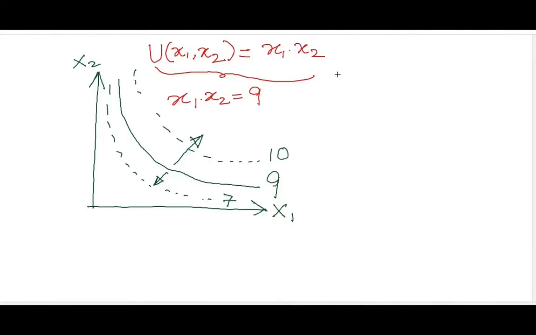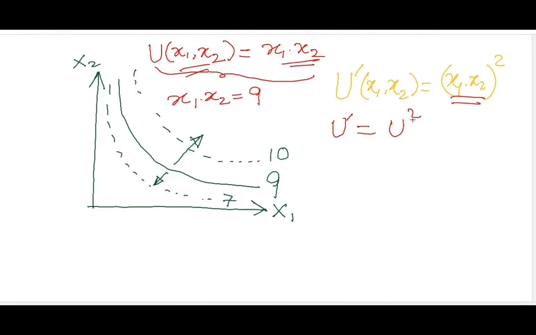When I give you that utility u prime of x1, x2 is equal to x1 into x2 whole square. Is there some connection between these two utility functions? If you're careful, you can see that u prime is just equal to u square. Why? Because you see this guy is this, which is this. So this is a monotonic transformation.